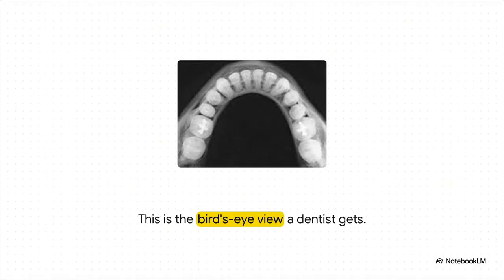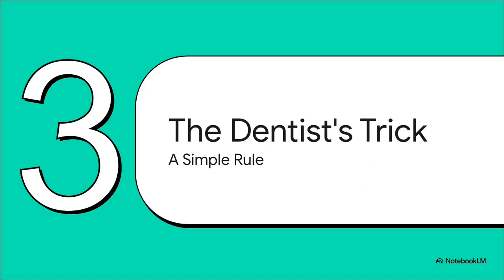And this is what they get. It's a perfect bird's eye view of the entire dental arch. I mean, it's an incredibly clear, wide-angle image, but it's still flat. We still haven't solved our depth problem. For that, we're going to need a really clever trick. So how do they finally add that third dimension?